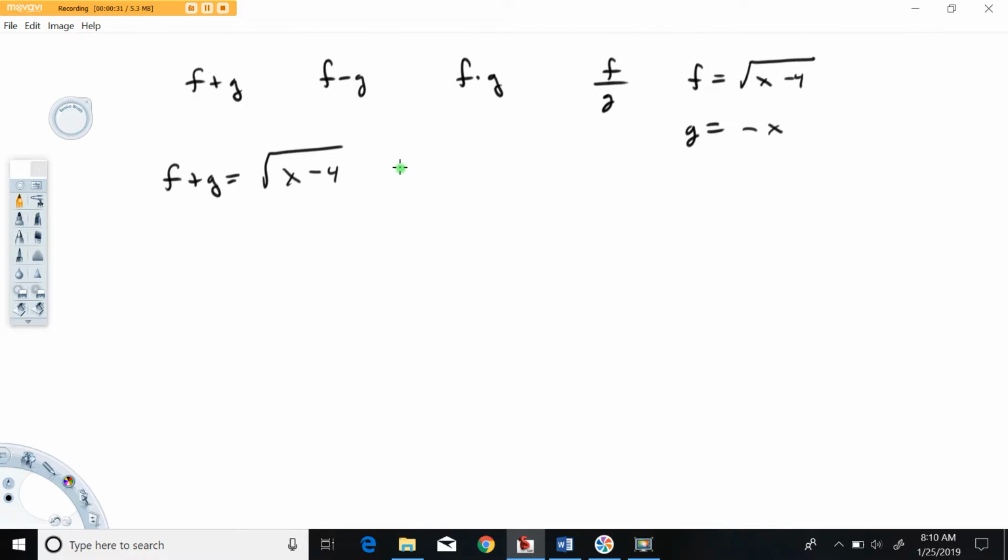All right, so f plus g is the sum of these two functions, square root of x minus 4 plus a negative x. I'm just going to go ahead and put minus x. Okay? Nothing really to simplify here. Let's talk domains.